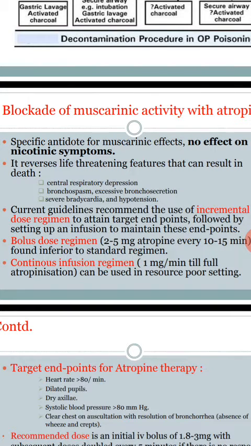It addresses the life-threatening features that can result in death, like respiratory paralysis, bronchospasm, excessive bronchoconstriction, bronchosecretion, and severe bradycardia and hypotension. So atropine mainly blocks the muscarinic actions associated with acetylcholine. Especially the life-threatening features will be reversed: respiratory failure, bronchospasm, excessive bronchosecretion, and severe bradycardia and hypotension.